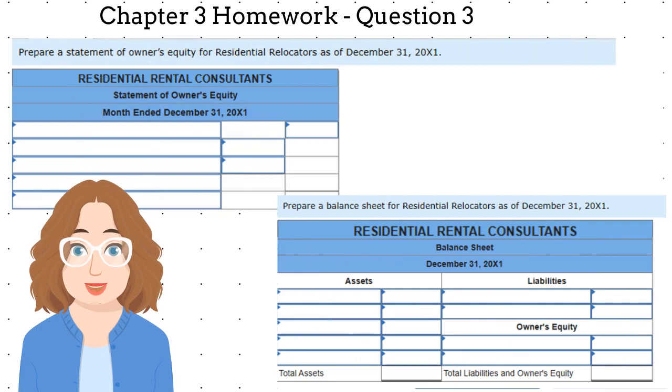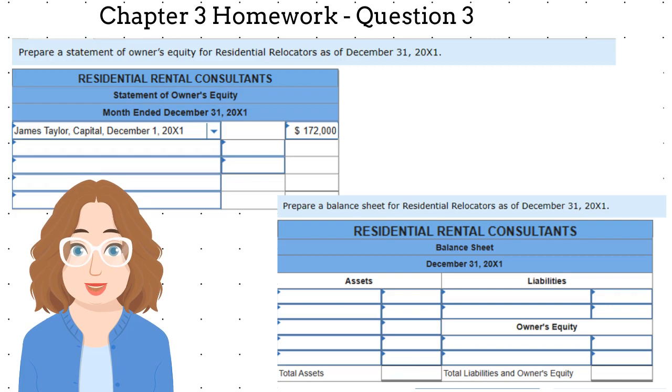What is the first line we need to enter on the statement of owner's equity? Right. It's the beginning capital. The beginning capital is $172,000. Let's enter that now. What do you need to do next? Exactly, we need to enter the net income. Then, we'll enter what? Right, the drawings. Now, we are ready to calculate the ending capital balance.